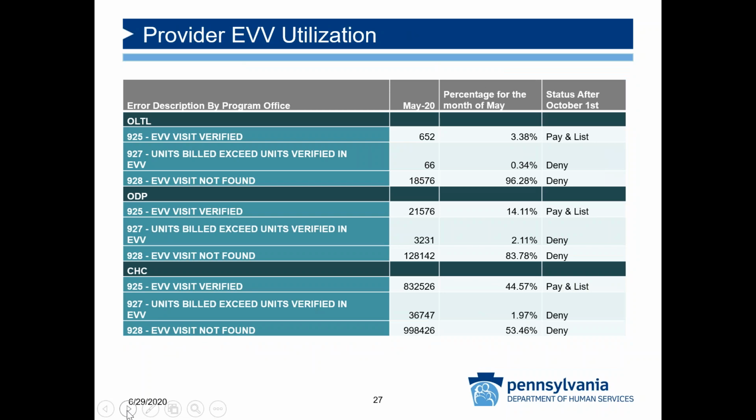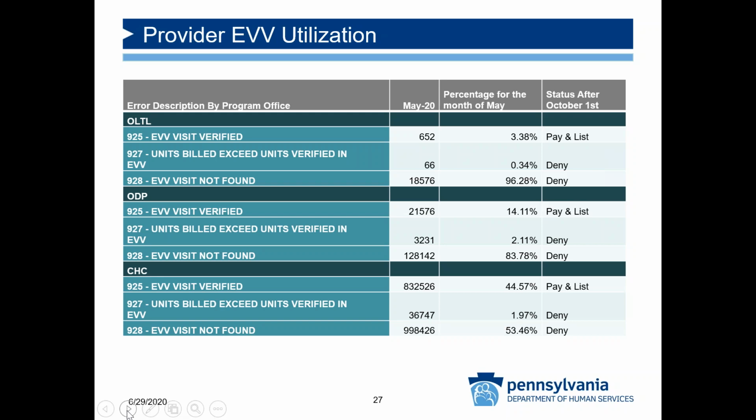So as both Kristen and Chuck mentioned previously, we are reviewing the data that is being captured in the aggregator at this point. And we are reviewing the ESCs that are posting. So for the fee for service under OLTL, the ESC 925 is posting approximately 3% of the time. And these numbers are for May 2020. And I should also point out that these are the number of service lines that are posting these ESCs for May 2020. So for OLTL fee for service, ESC 927 is posting less than 1%. And for ESC 928, or EVV visit not found, it's a little over 96%. And again, we want to point out that ESC 927 and ESC 928 will both deny beginning October 1st, 2020.